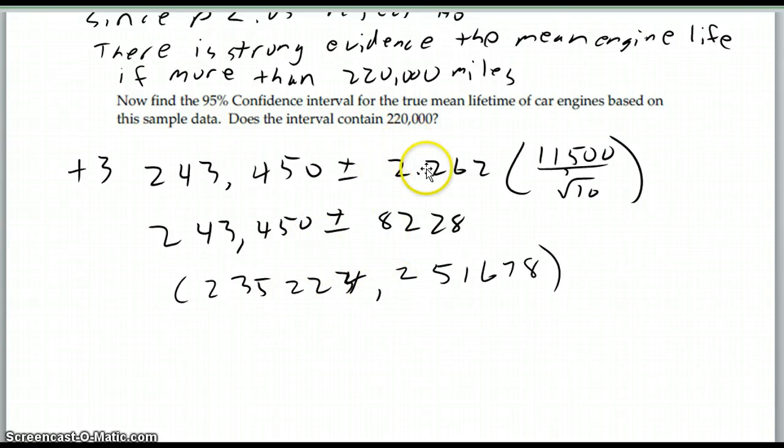The big thing is to remember, look at your T table. 9 degrees of freedom, 95%, there it is, 2.262 for your T statistic you use as your multiplier there. And so yeah, we're 95% confident the true average engine life would be 235,000 to about 251,000.